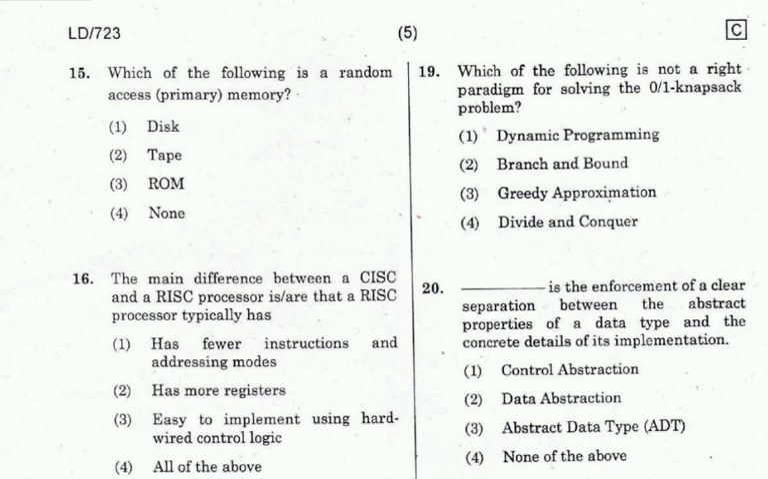Which of the following is a random access memory? Primary memory refers to random access memory, which allows direct access to any memory location without following a sequence. So we can directly access a particular address location if we know the address. Disk and tape are secondary storage devices that access data sequentially. Whereas read-only memory is a type of non-volatile memory, but it is not a primary memory used for active processing. So the correct answer is option 3, RAM. It allows random access, but it is not volatile like RAM.